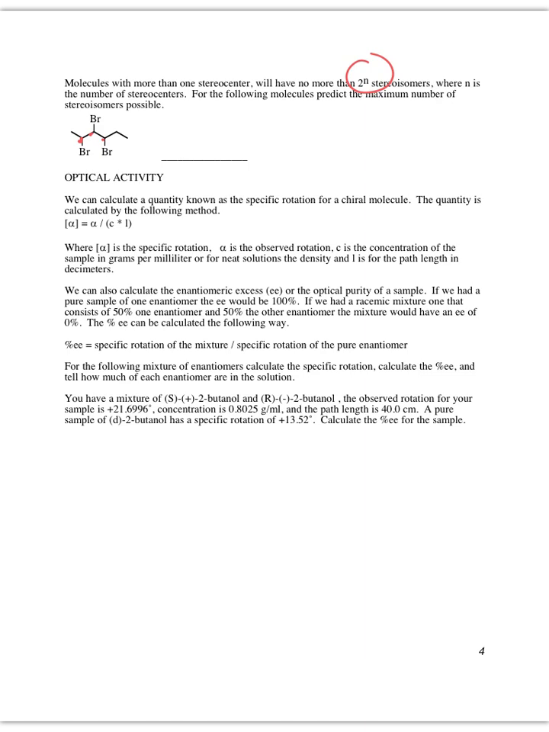Then optical activity. If we put a sample in a polarimeter, we can see what happens with it. So we have this equation to give us the specific rotation for a chiral molecule. Okay, and where this is the specific rotation, the alpha in brackets, the alpha is the observed rotation, and then we have it divided by the concentration in grams per milliliter, and for neat solutions, the density, and L is the path length in decimeters. So we have to be careful about the decimeters.